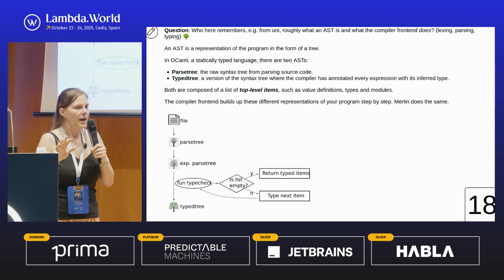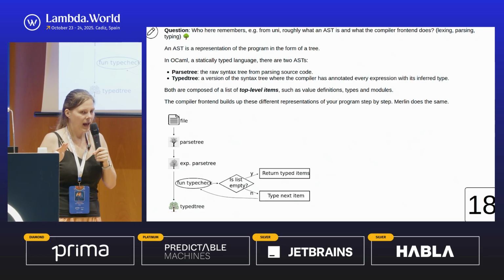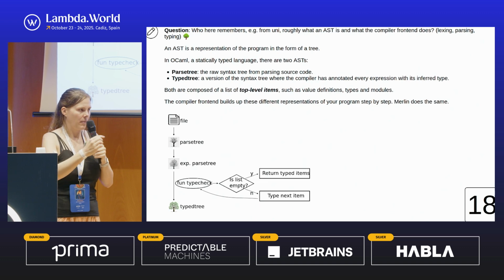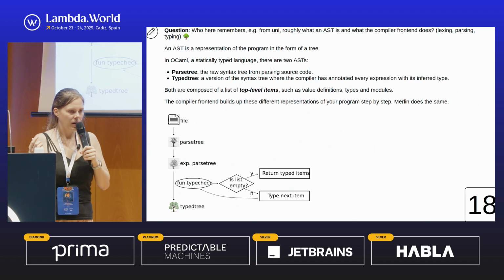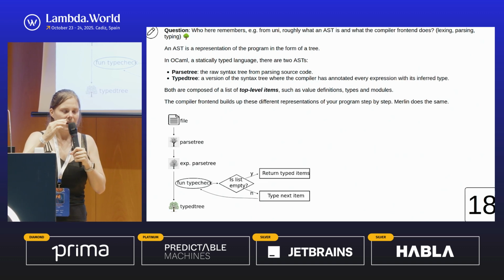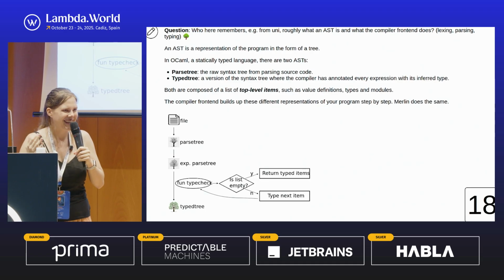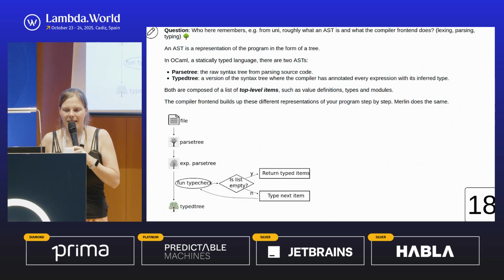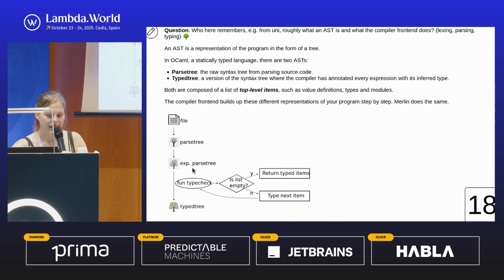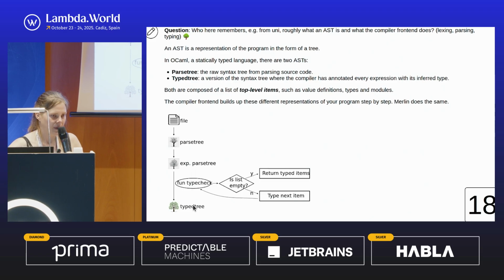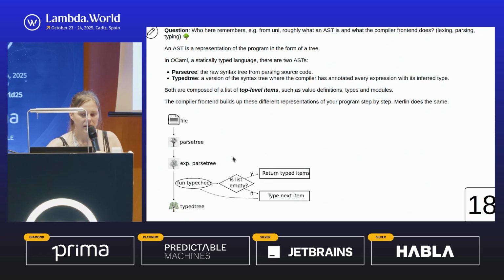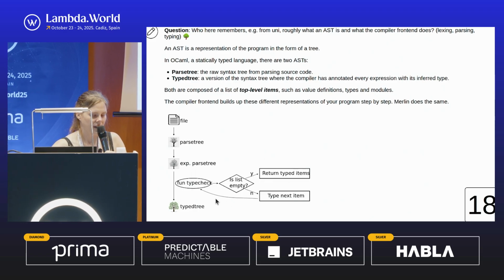Then there can be some metaprogramming happening in OCaml at this stage. For example, the deriving annotations that you saw before happen here. So this gets expanded into an expanded parse tree. And then the expanded parse tree gets typed to become the typed tree. And this is where the typer comes into play.